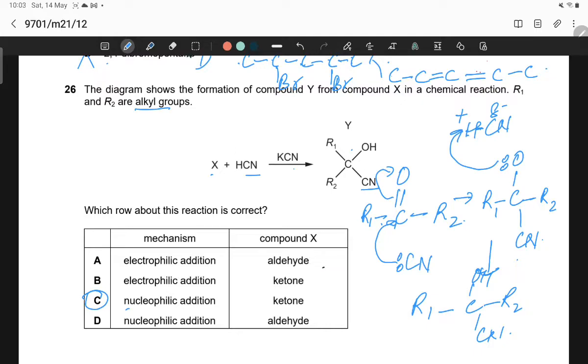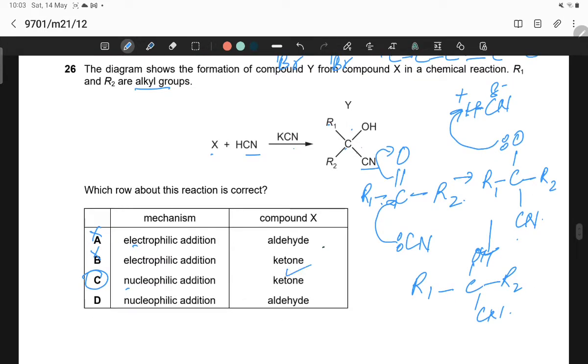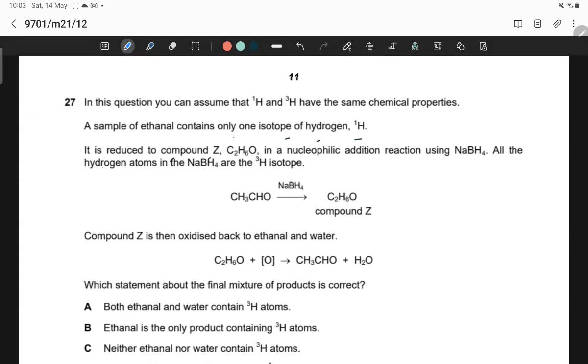Because CN is a nucleophile, it cannot be an electrophile, so this is incorrect. This is also incorrect. And this is a secondary alcohol, R1 C, on the second carbon OH is attached, so it is a secondary alcohol, and that's why it is produced from the ketones. So ketone is correct and nucleophilic addition is correct.